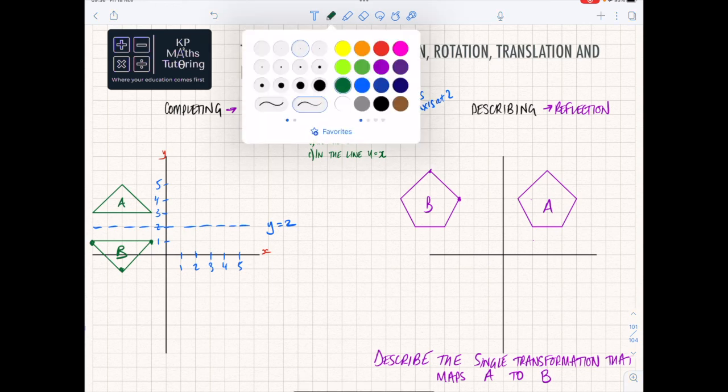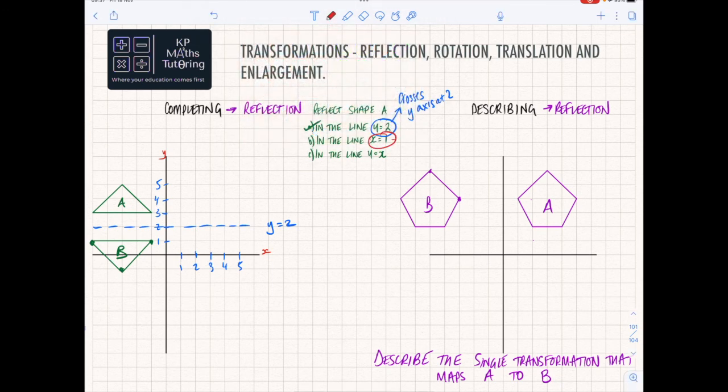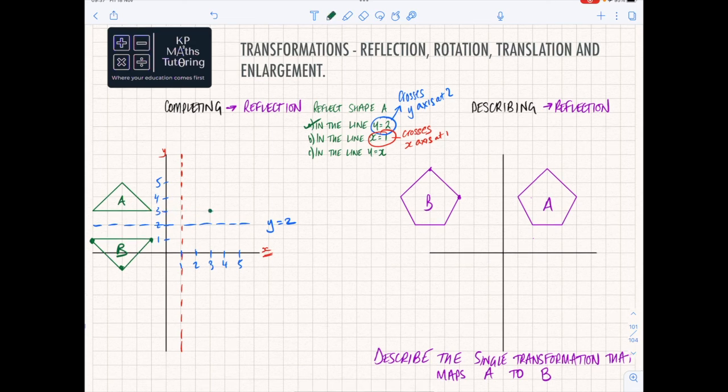Okay, now let's look at what happens if I have to do it in the line x equals 1. So it crosses the x-axis at 1. Now your x-axis being this one, so my mirror line now goes down here. So from here, I'm then looking at that corner. It's 2 squares across from there to the mirror line. So I go 2 squares the other way. So that corner ends up being there. Do the same here. 1, 2, 3, 4, 5, 6. So from the mirror line, 1, 2, 3, 4, 5, 6.